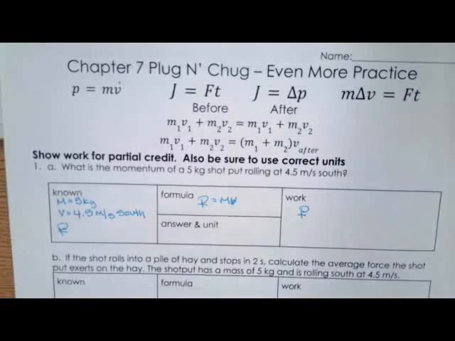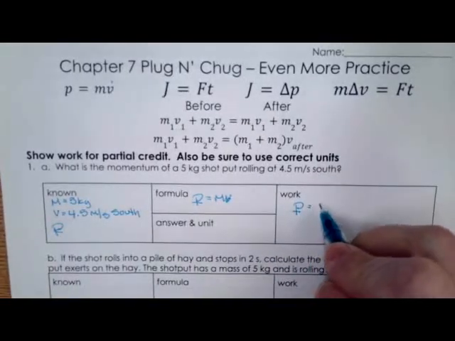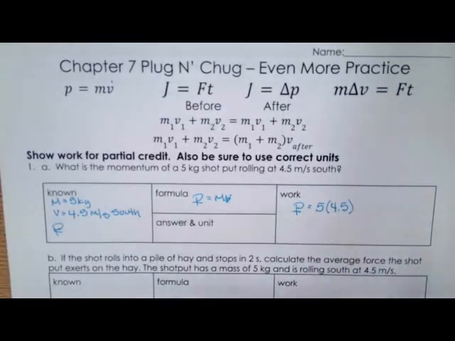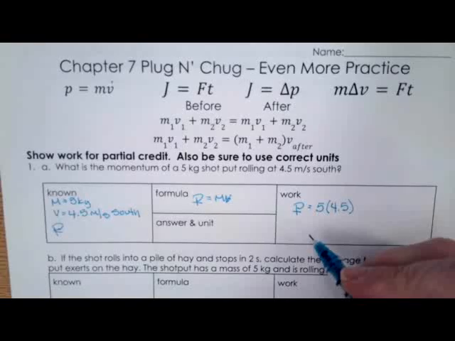Put my mask off here, sound a little bit better. So we got momentum equals 5 times 4.5. And when we do the math on that, any students who do pool testing, this is our life these days.